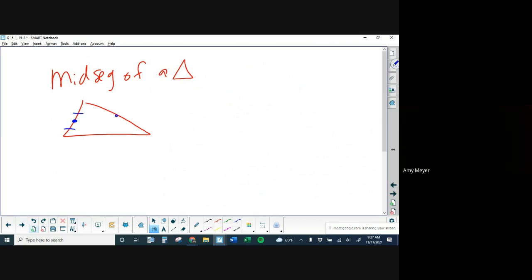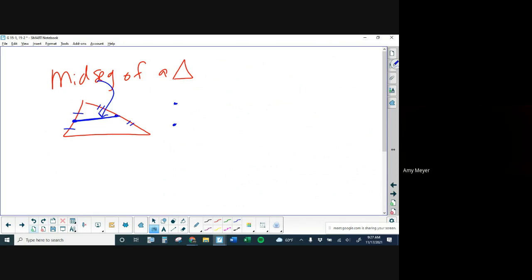Eyeball the middle of this side. If that's the middle, that and that are alike. Connect those 2 dots. That is a midsegment. There are 2 properties of a midsegment. So off to this side, you can put a 1 or a 2 or 2 little bullet points. 2 things are always true about a midsegment.